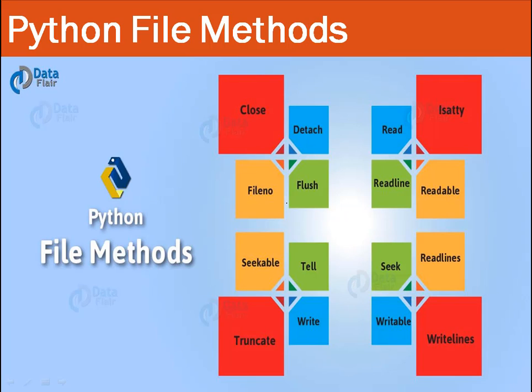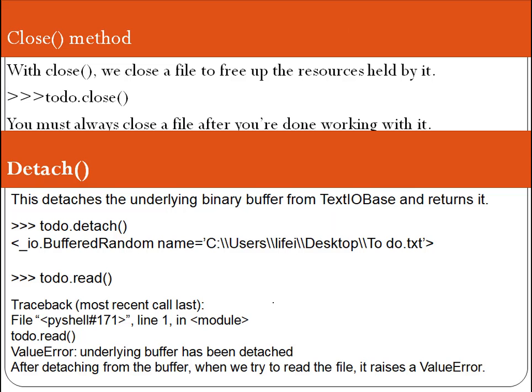So we have already seen close, and we will be looking at it again. Close is there, detach is there, file number you want to know, and flush, to flush out all the resources or data that has been in the buffer. Then read, readline, readable, seek, readlines, writable, writelines, write, tell, seekable, truncate. All these methods we will be learning one by one.